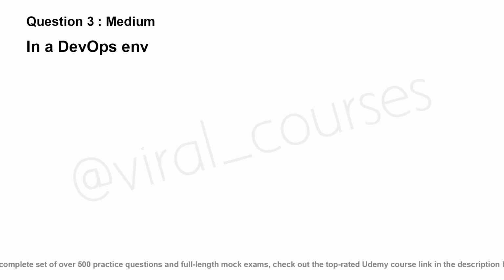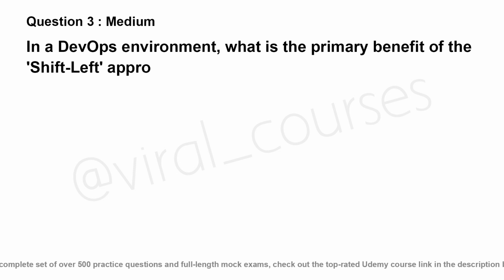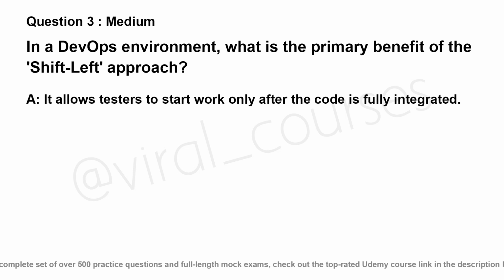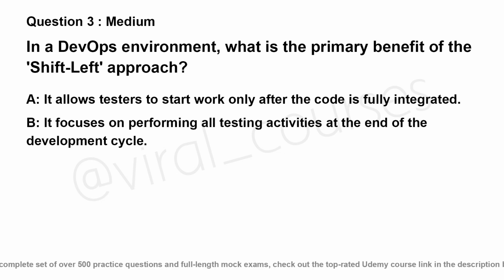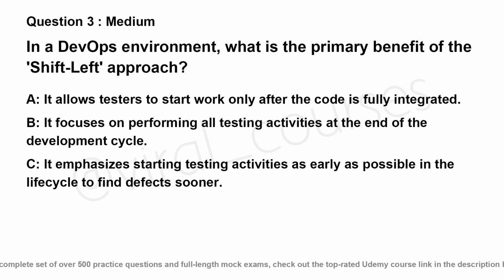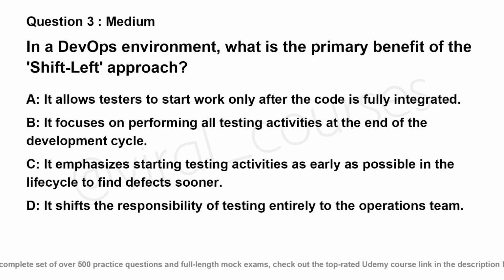In a DevOps environment, what is the primary benefit of the shift-left approach? Option A. It allows testers to start work only after the code is fully integrated. Option B. It focuses on performing all testing activities at the end of the development cycle. Option C. It emphasizes starting testing activities as early as possible in the lifecycle to find defects sooner. Option D. It shifts the responsibility of testing entirely to the operations team.